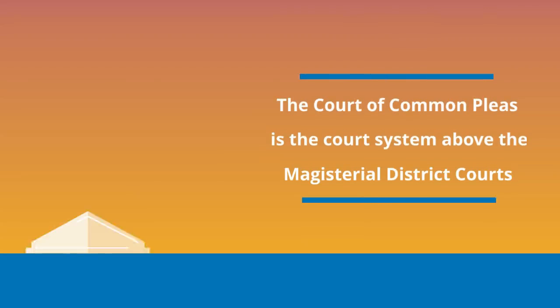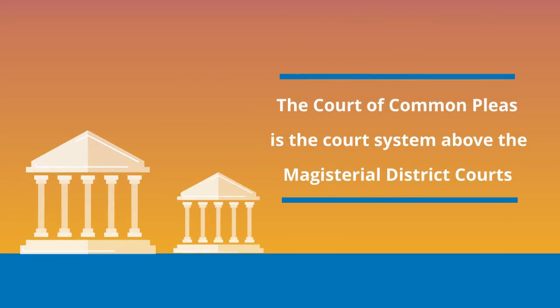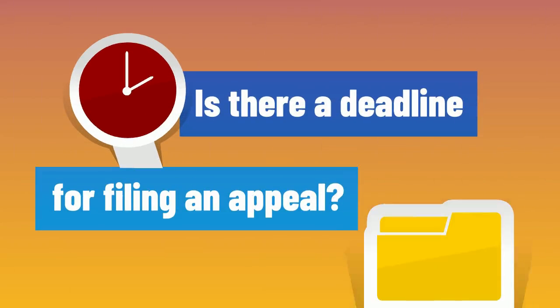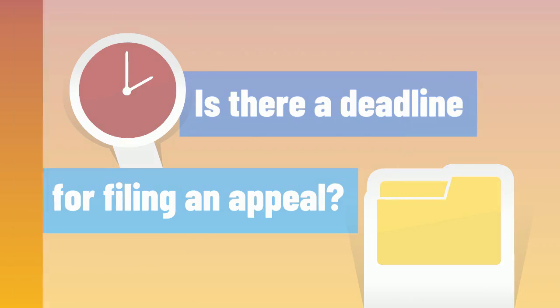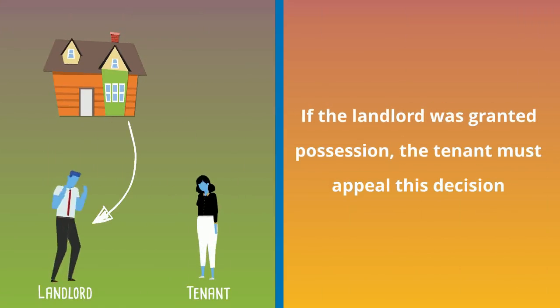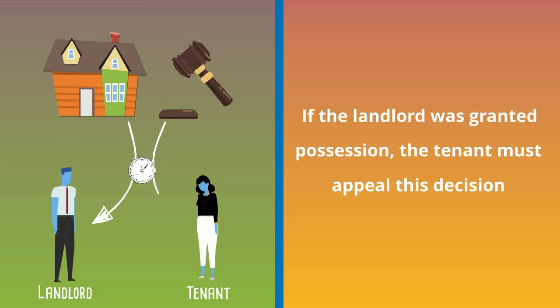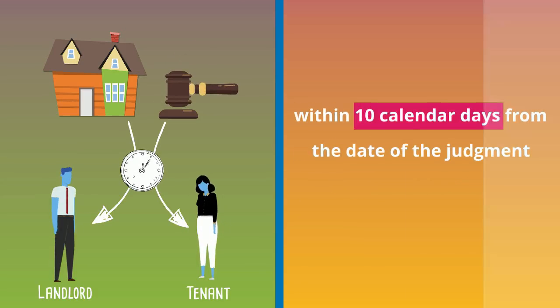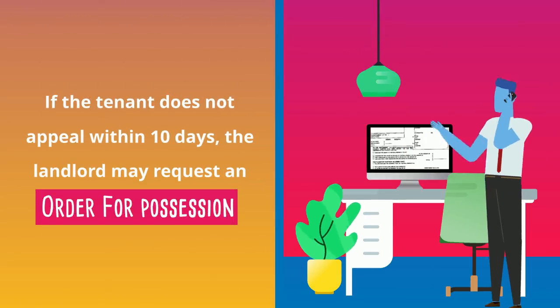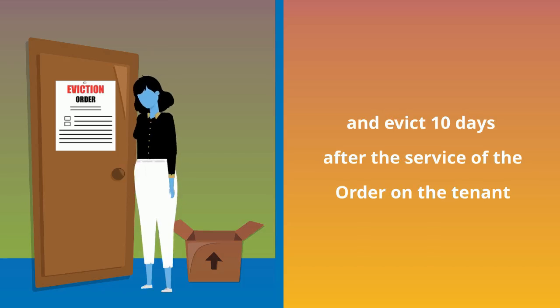In Pennsylvania, the Court of Common Pleas is the court system above the magisterial district courts and handles appeals from the courts below. Is there a deadline for filing an appeal? There are different deadlines for filing appeals depending on what was decided. If the landlord was granted possession, the tenant must appeal this decision within 10 calendar days from the date of the judgment. If the tenant does not appeal within 10 days, the landlord may request an order for possession and evict 10 days after the service of the order on the tenant.